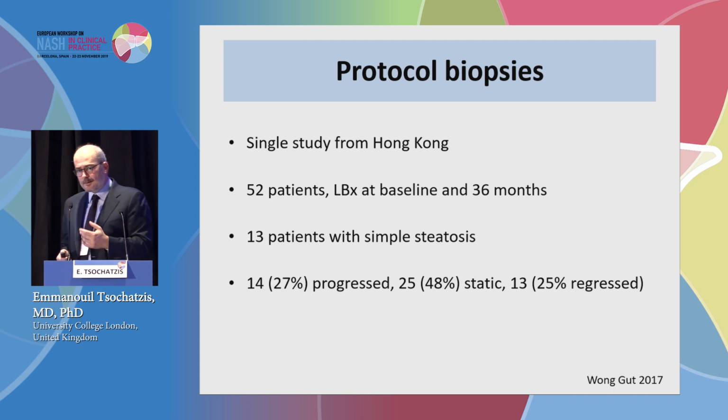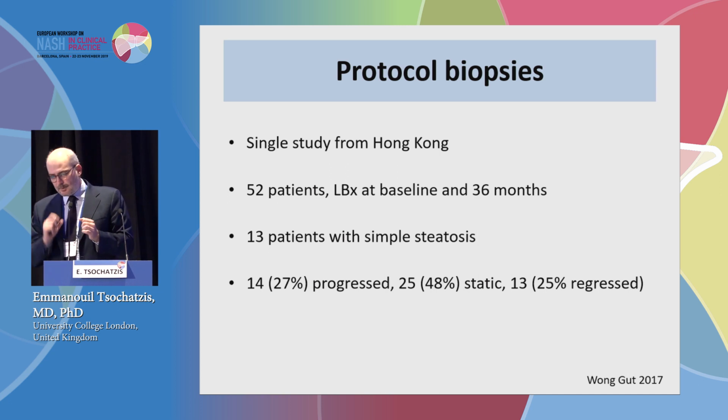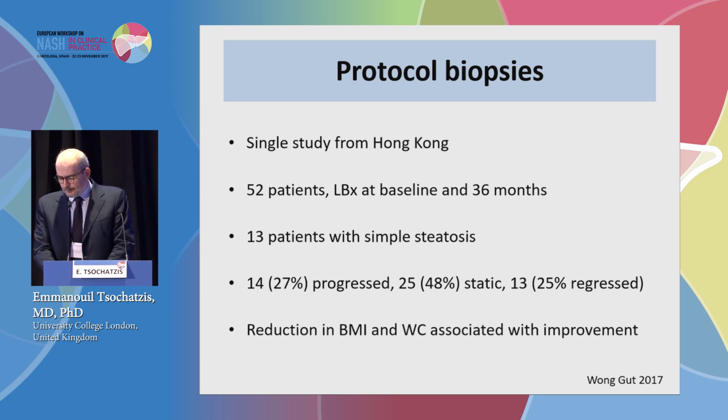And this is a consistent signal that we get from patients with fatty liver, and it is very different, for instance, from patients with hepatitis B or with hepatitis C, where if there is no treatment, the patients either stay the same or progress. Here, a significant proportion also improves without treatment. And of course, reduction in BMI and waist circumference was associated with improvement.